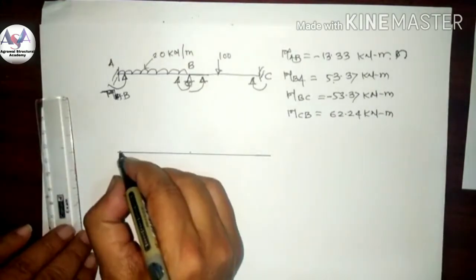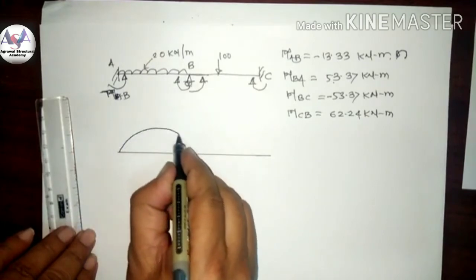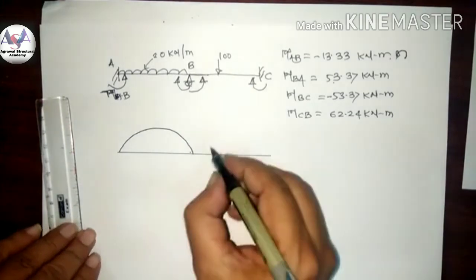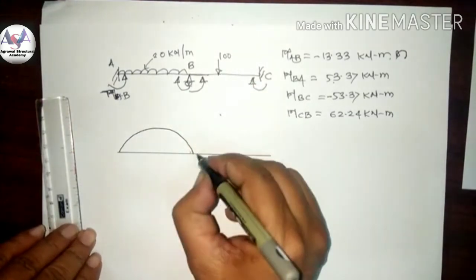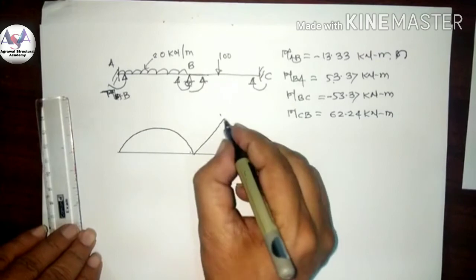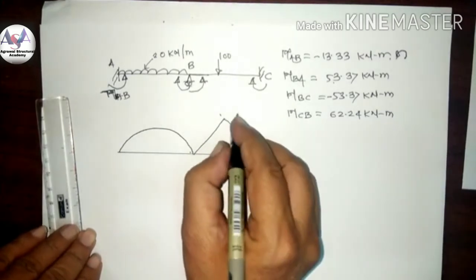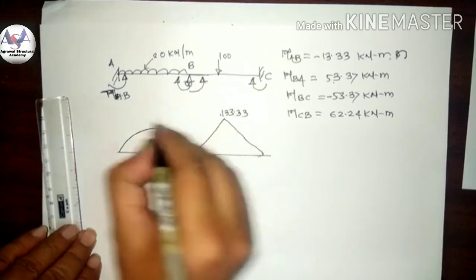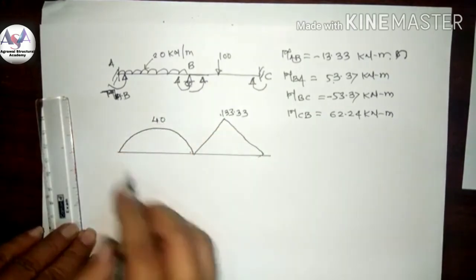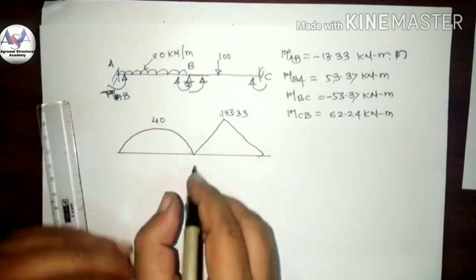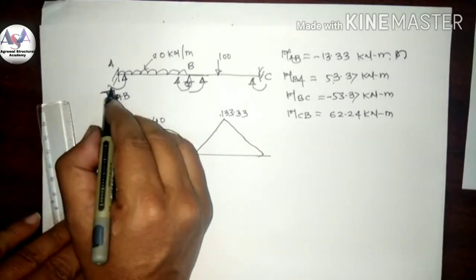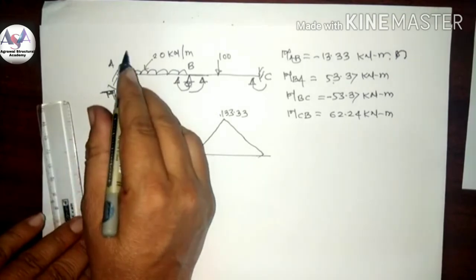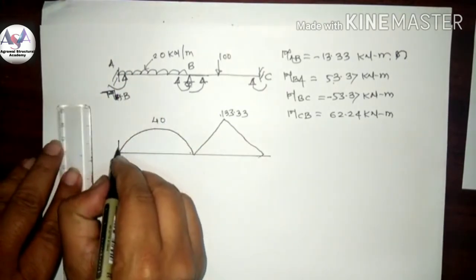So we know here WL square by 8, and this point is here. This is the AB by L. So this is 133.33 and this is 40. Now we have to superimpose here the fixed end moments. Now this MAB is trying to push this upward, means creates the hogging moment. That is why this creates the upward side.